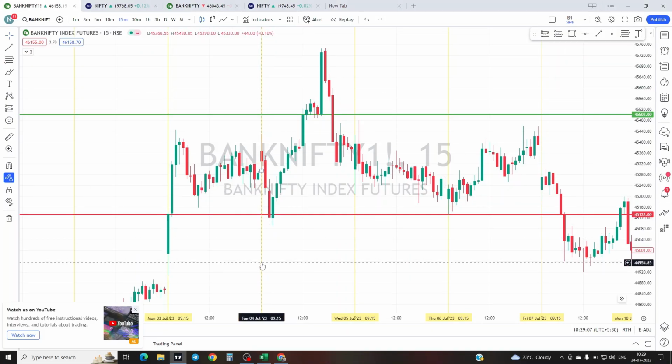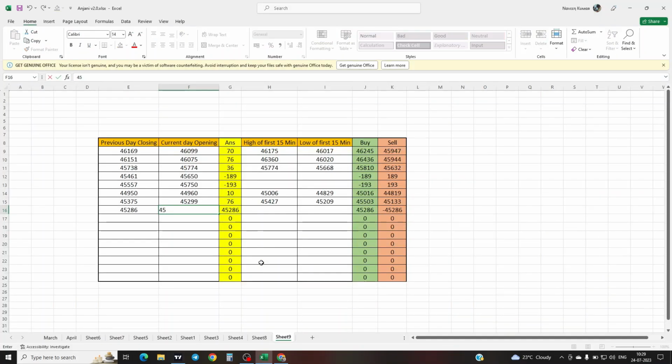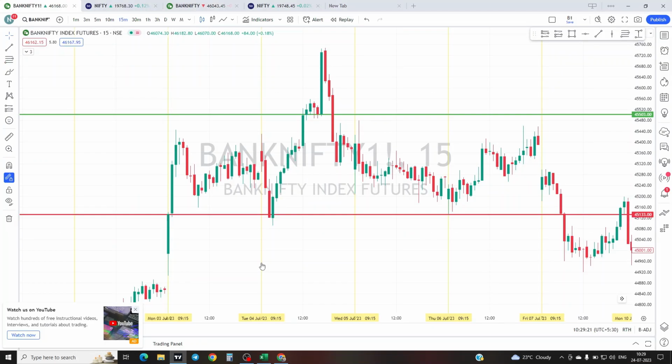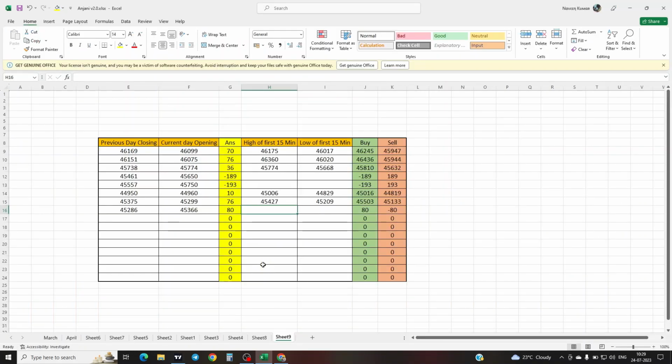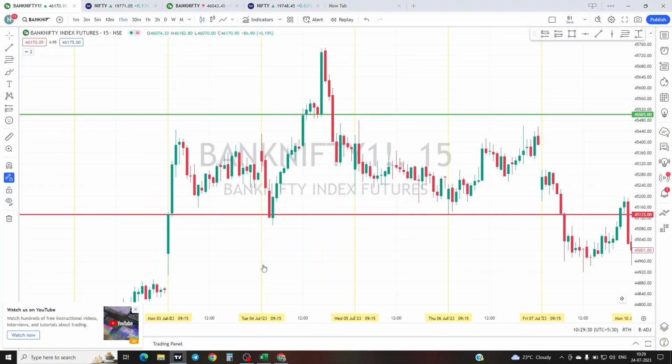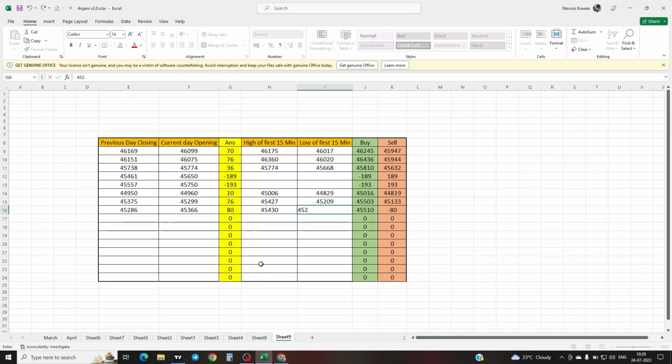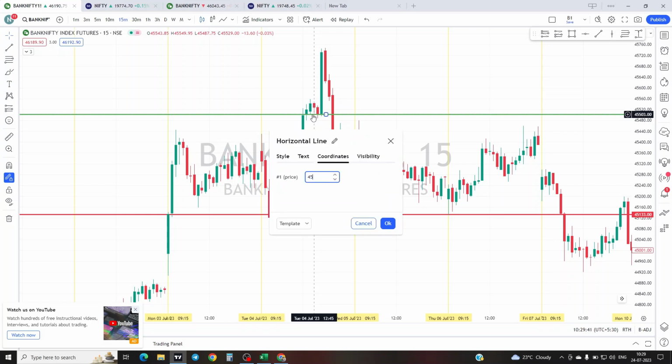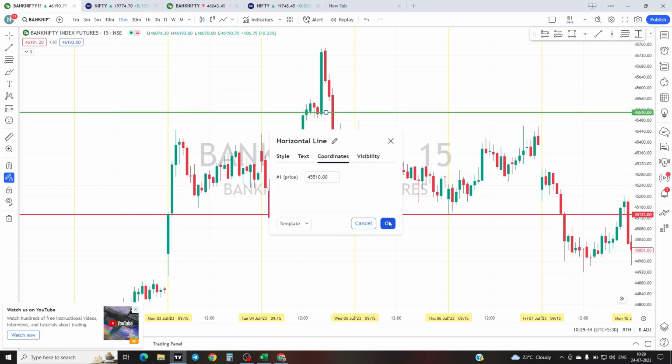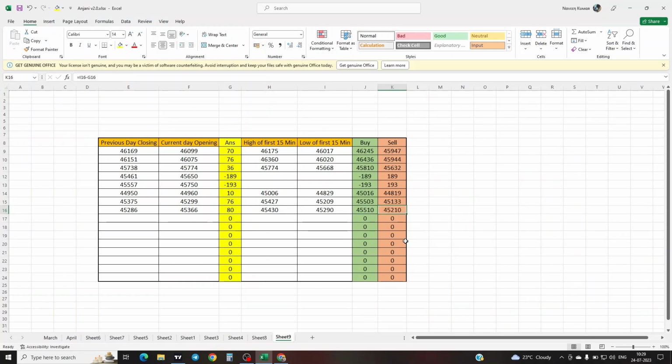and current day opening is 45366. And see, the minus value must be changed to positive. And what was the high? 45430. And what is the low? 45290. And the buy value we got is 45510, and sell is 45210.